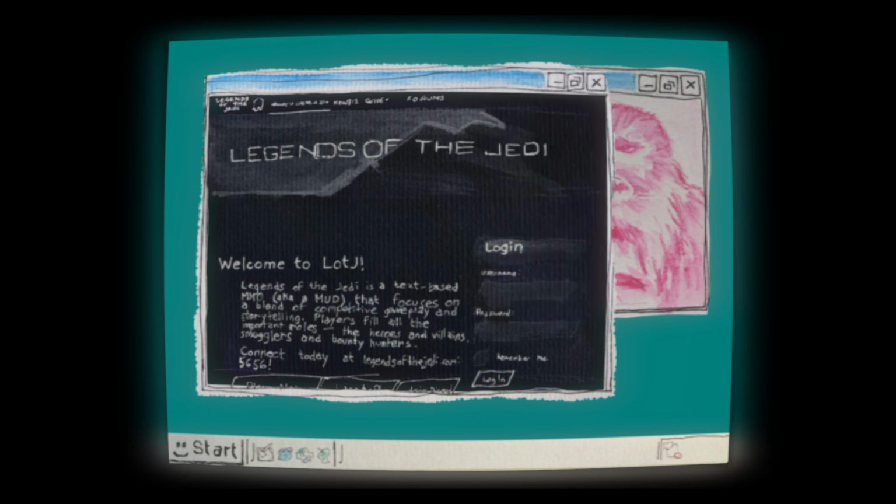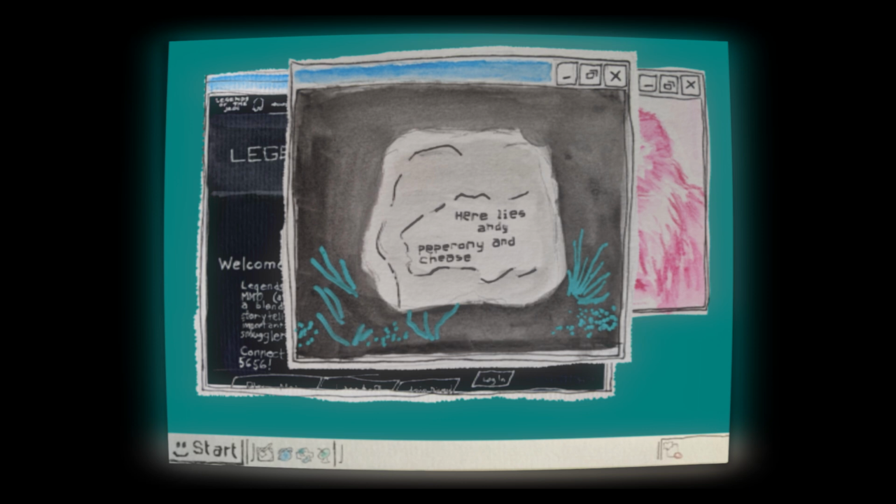Legends of the Jedi also had permadeath, which was a pretty novel concept to me at the time, especially for a multiplayer game. If you died on a friendly planet, you could be brought back to life in a cloned body for a nominal fee.